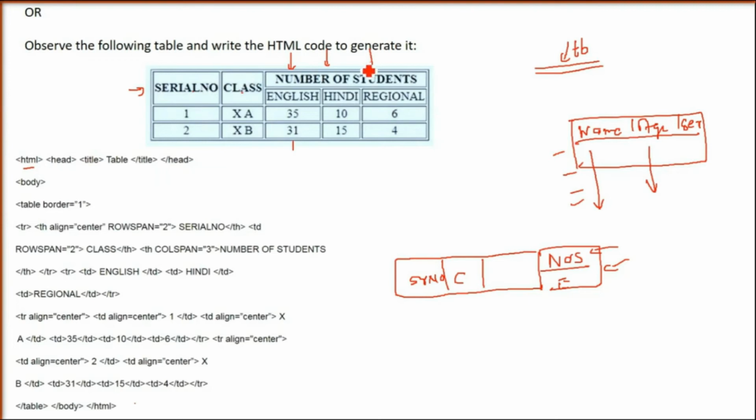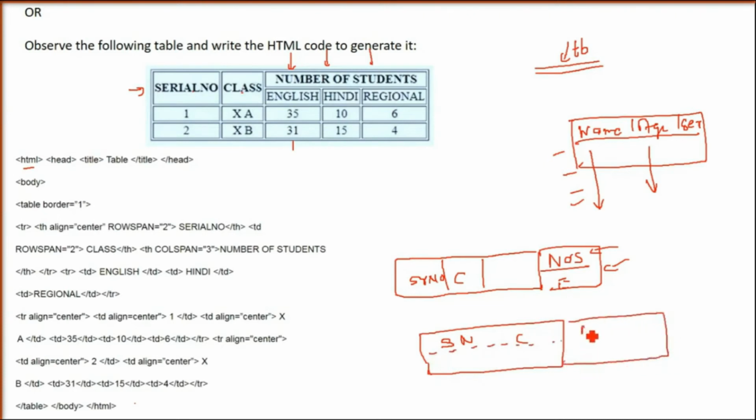Okay, the first row has finished. Now the second table row. Because serial number and class have already taken 2 rows, we cannot write anything in serial and class. Now, the 3 columns have been taken by number of students, but number of students has taken only 1 row. Now coming to the second row, which is already covered for serial number and class.